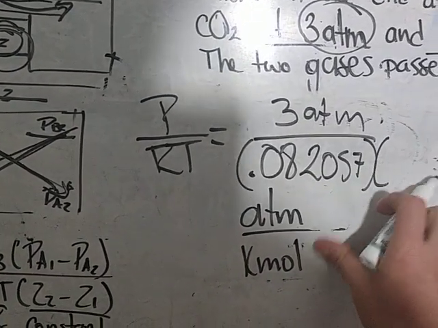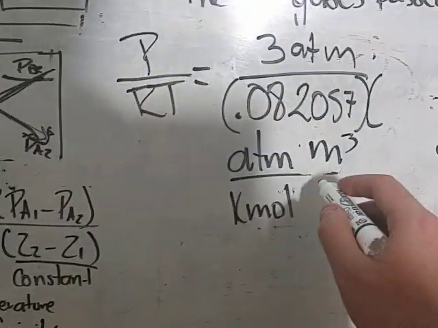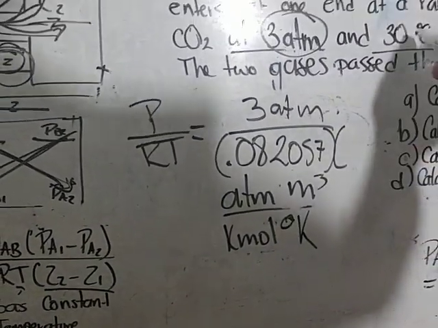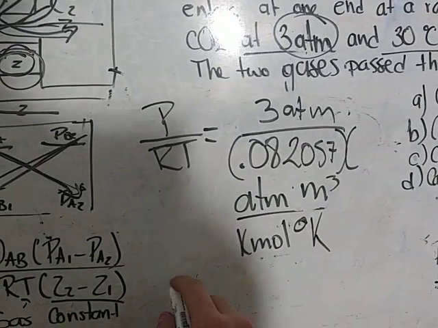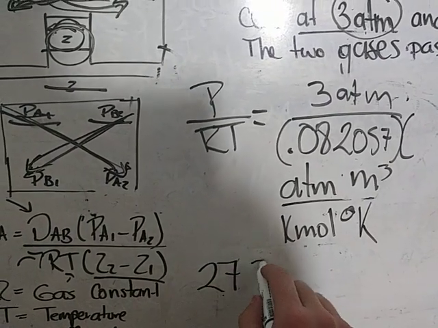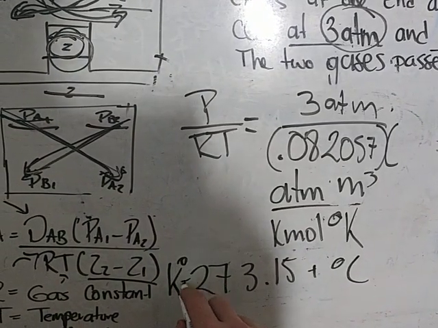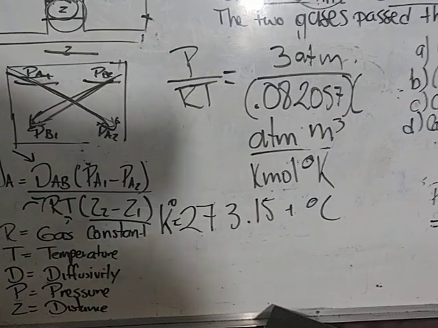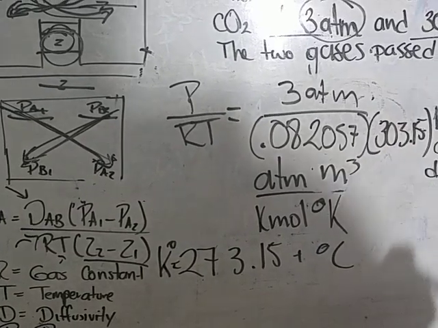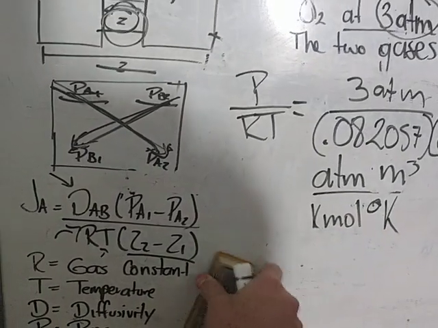In this one is cubic meter and Kelvin degrees. So if I have Kelvin, I have to transform the 30 degrees Celsius to Kelvin. So to transform this, I have to add this situation, and I'm going to transform it. So I'm going to obtain 303.15. In this situation, I will have the same units.